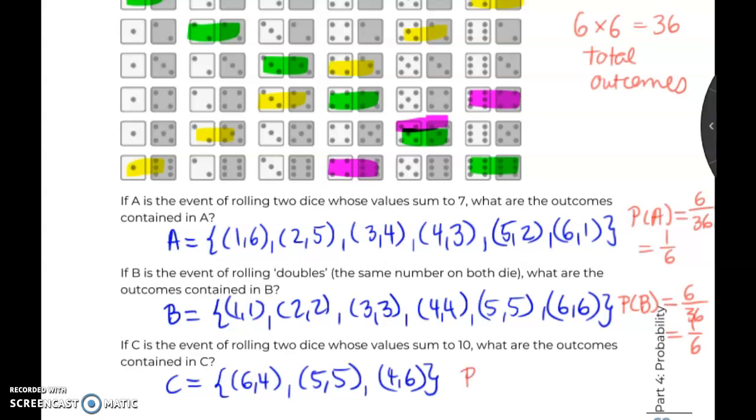Our third probability, we only have 3 events. So we're going to do 3 divided by 36, which is a 1 in 12 chance over here. So make sure for the notation again, we write the probability of event A is equal to, and then we can either give that value as a fraction that is simplified, or we can give it as a decimal number.